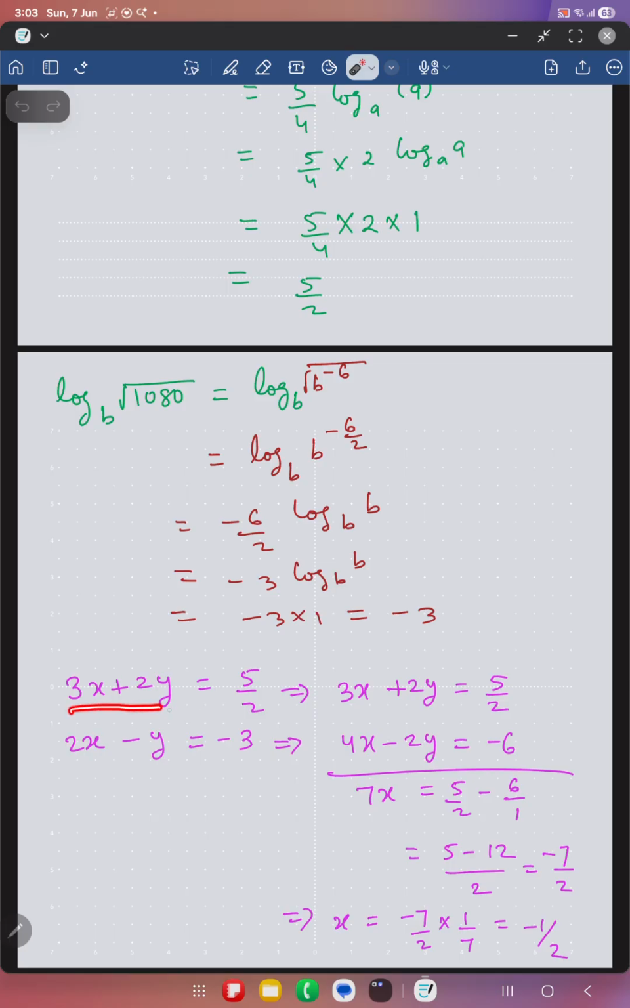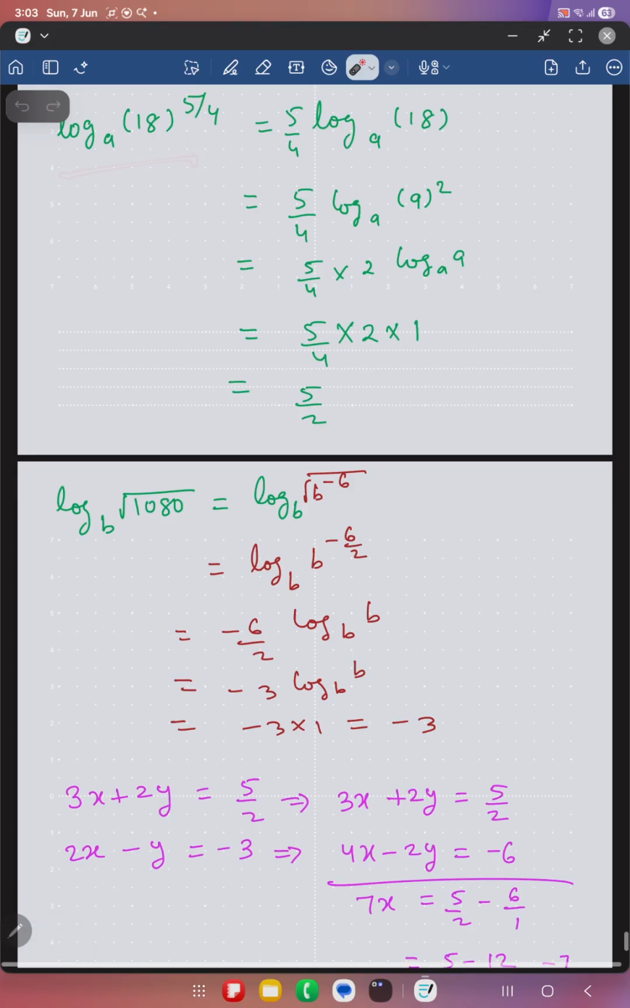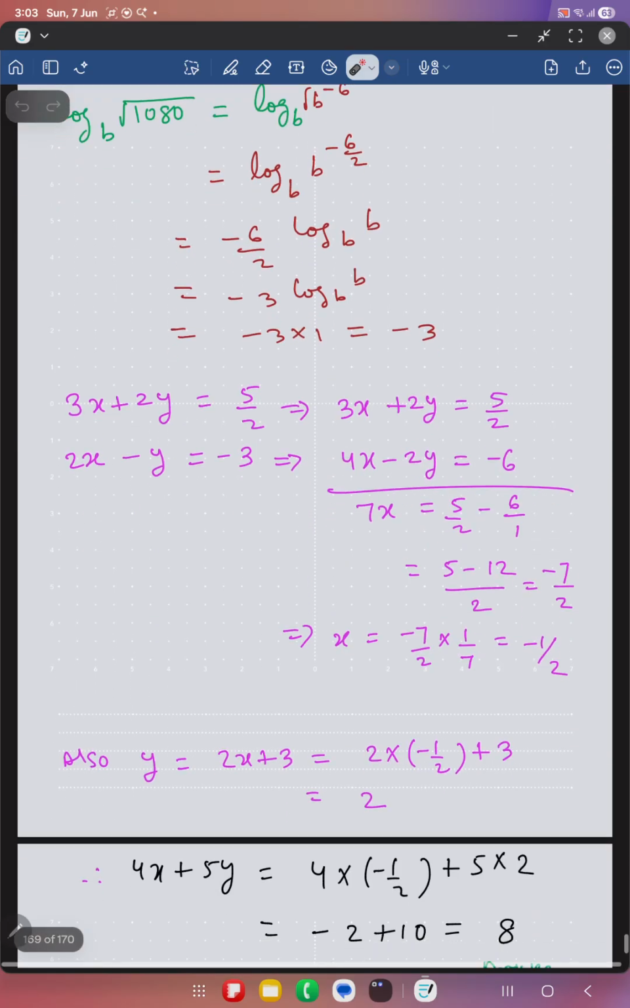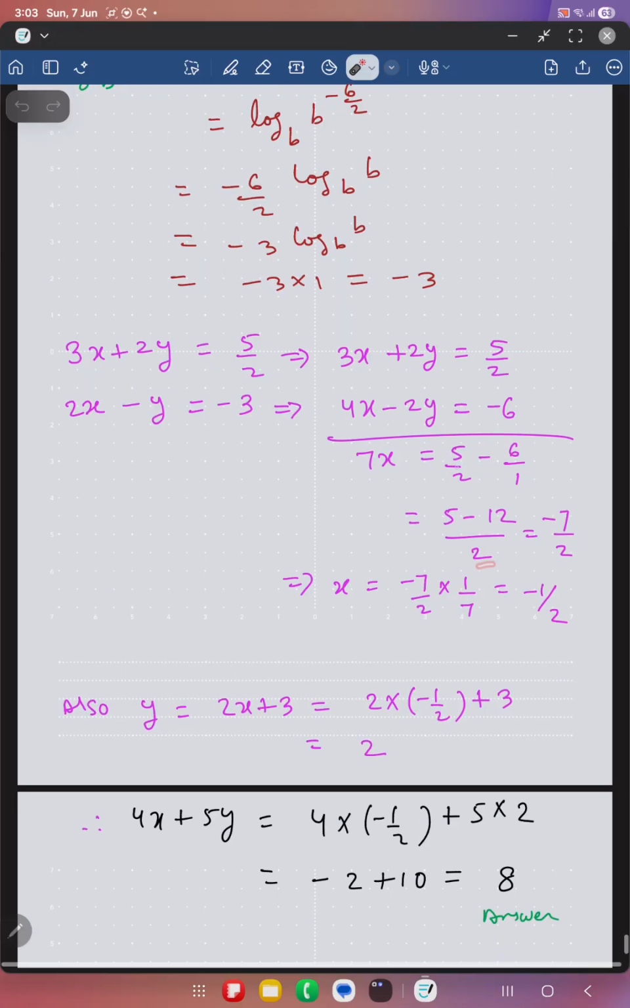Now you have 3x plus 2y is log a of 18 power 5 by 4, that is 5 upon 2. And 2x minus y is this one, so that is minus 3. Now we will solve. We will multiply this by 2. So 4x minus 2y minus 6. We just cancel out terms. So 4 plus 3, 7x equals 5 by 2 minus 6. Take LCM as 2: 5 minus 12, that is minus 7 upon 2. So x will be minus 7 upon 2 into 1 by 7. 7 and 7 cancel, so x is minus 1 by 2.